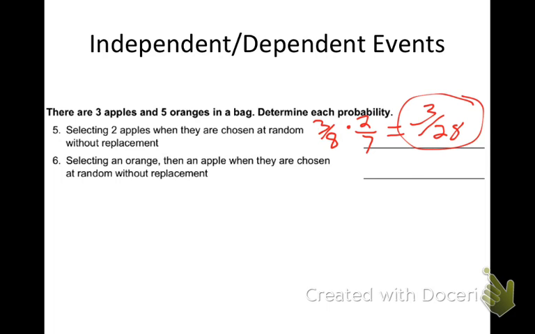Number 6. What's the probability of selecting an orange, then an apple when they are chosen at random without replacement? What's the probability of grabbing that orange? What's the probability of grabbing an apple then? 3 out of 7. And what's the probability of both those things happening then? 15 out of 56 is correct. Nice job.